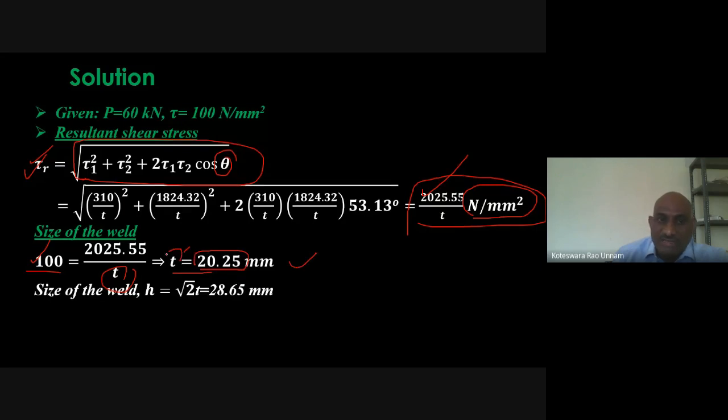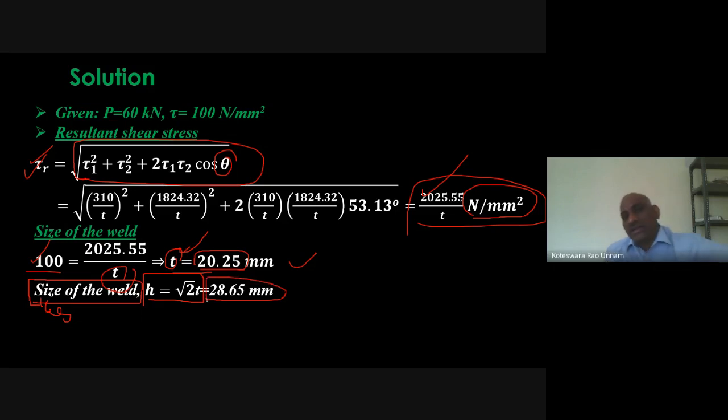But this is only the throat thickness. What we need to calculate in the problem is the size of the weld. Size is the leg of the weld. The relation between T and H is H equal to root 2 into T. We already computed the T value, so you just need to multiply T by root 2. You will get the size of the weld, which comes out as 28.65 mm. So like this, you can solve the problem.